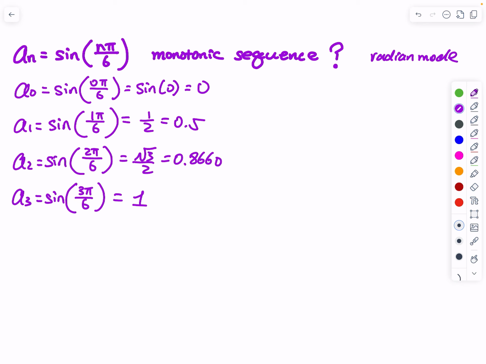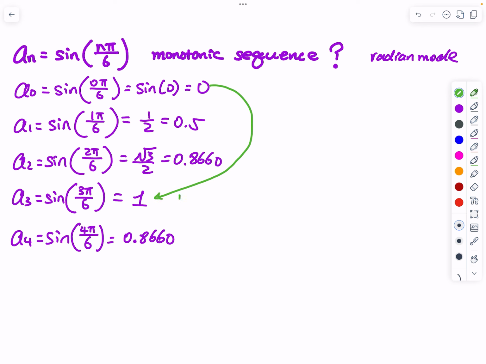Does it always keep increasing? Let's find out. a4, that is sine of 4 pi over 6. If you use your calculator to evaluate that, it is 0.8660, just like root 3 over 2. It looks like from here to here, we have an increasing, and then starting from the other side, we will have a decreasing.